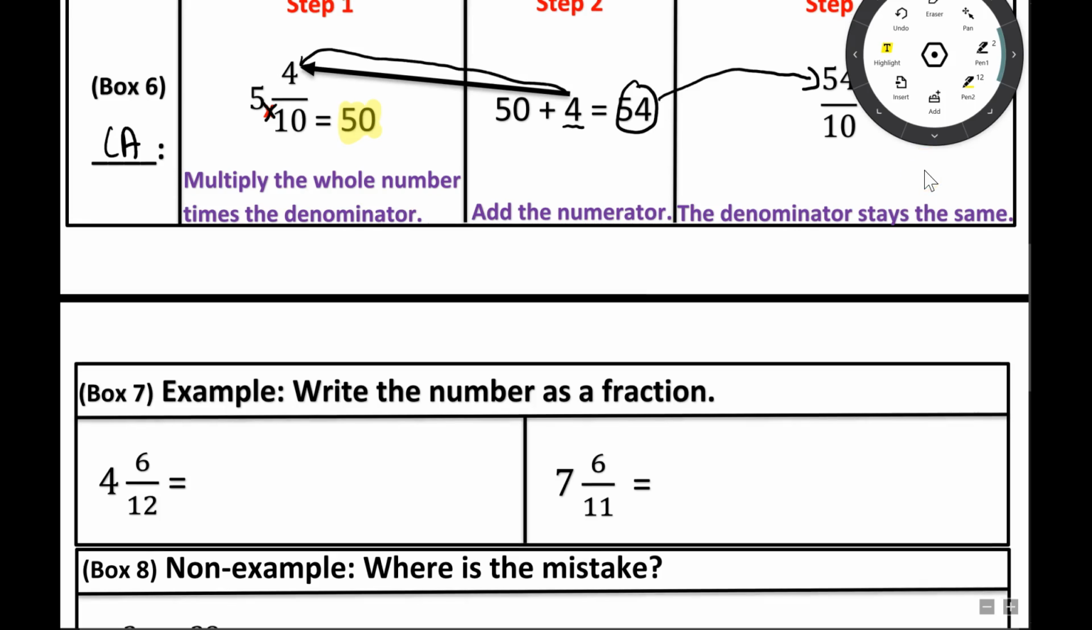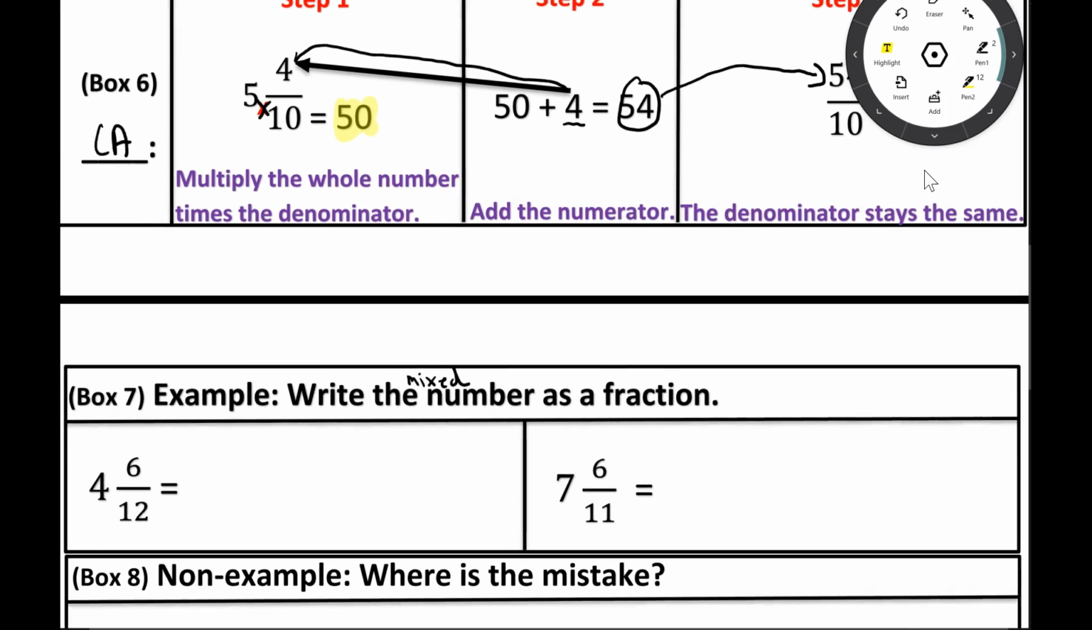Let's go into box 7, our example. Write the number as a fraction. So the first thing I'm going to do is I should write the mixed number. I forgot to write that. No big deal. Mr. Rowe, do I have to write that? No, don't worry about it. Just know what I'm talking about, which is write the mixed number as a fraction. If this was only a number, then we would not have the fraction there.